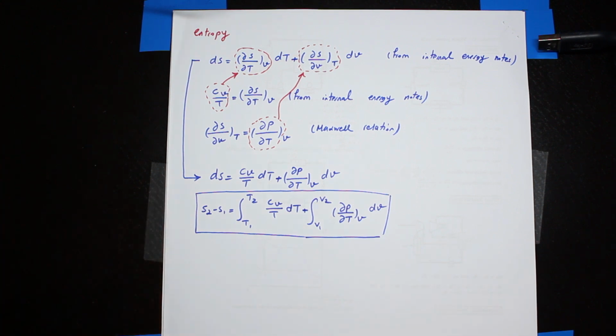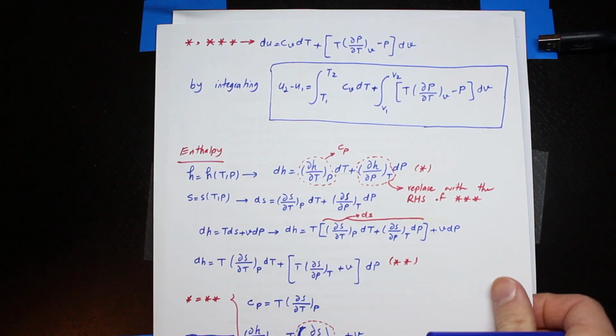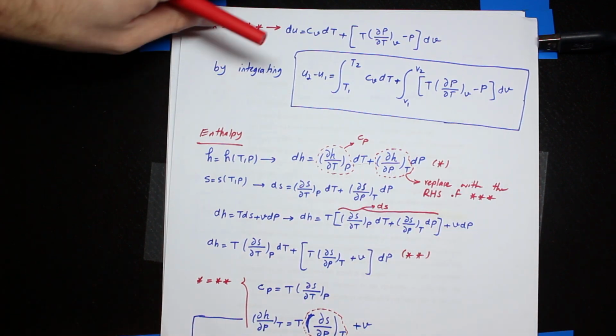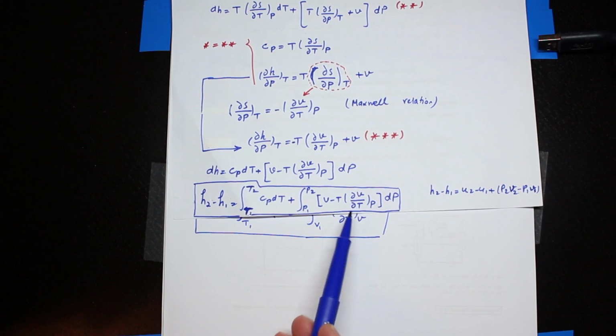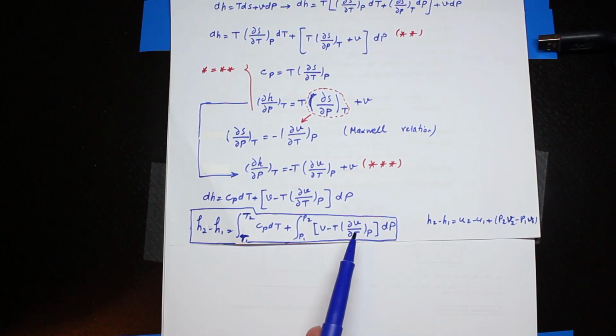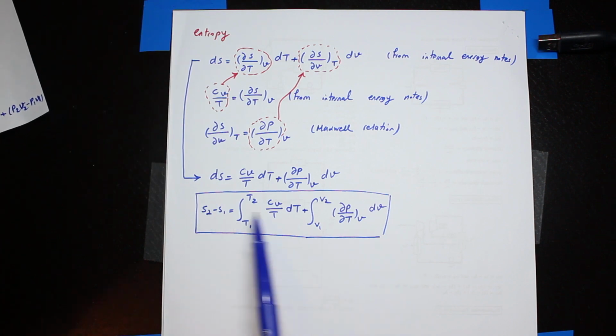So far we have done the equation for internal energy. This was the equation we had for internal energy. We did that before. And then after that, we did it for enthalpy. So this was the equation for enthalpy. And then at the very end, we did it for entropy.